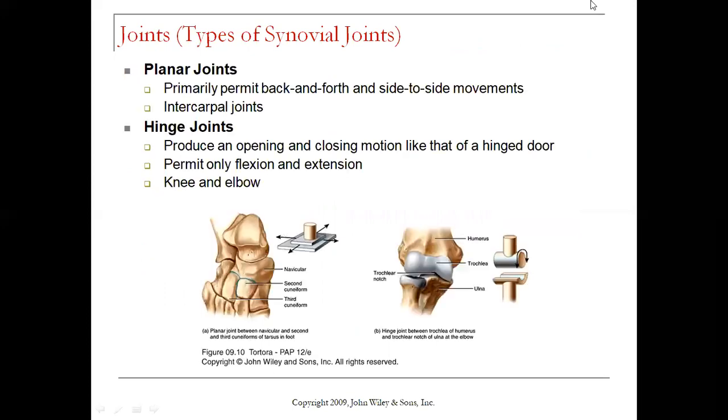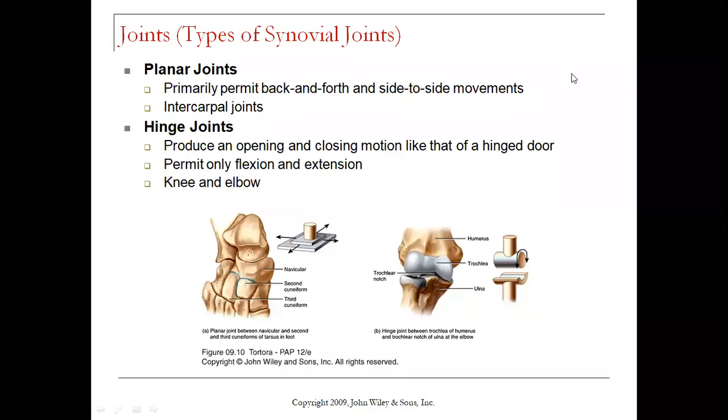The planar joints permit back and forth and side to side movements, like the intercarpal joint. Then we have hinge joints, which act as a hinge of a door, permitting only one degree of freedom of movement like flexion extension. The examples are knee and elbow.